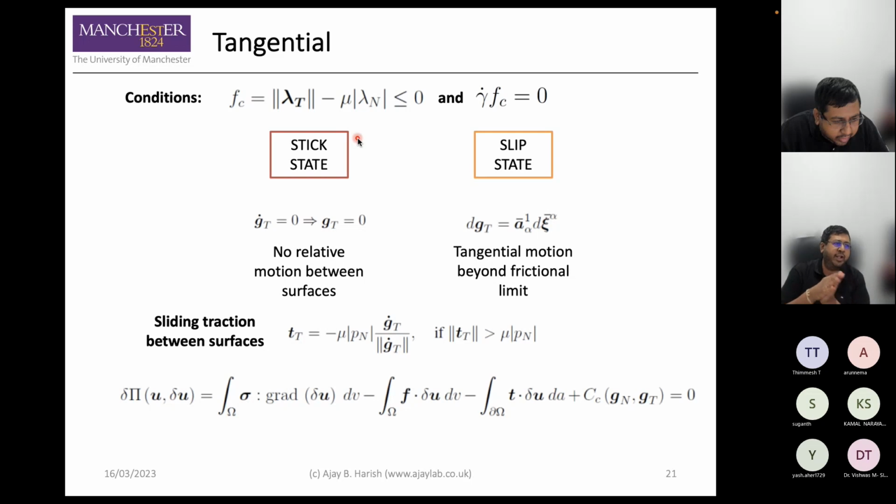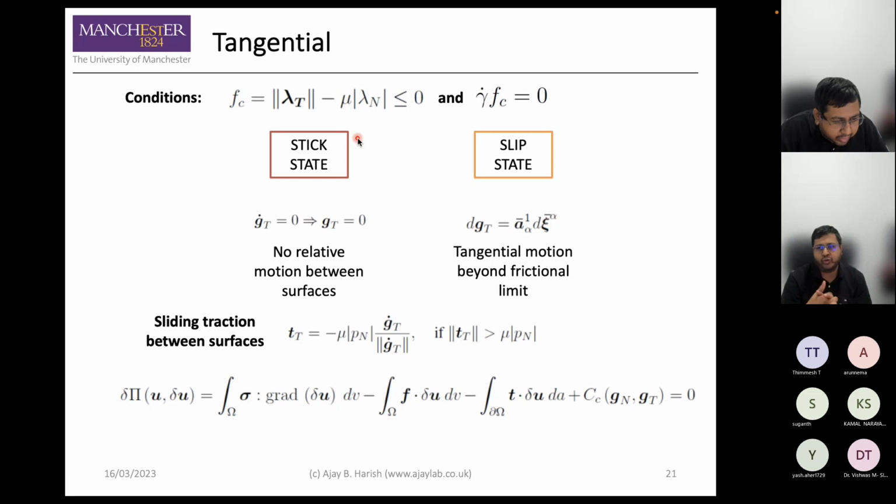The two bodies can move, but then there's no relative motion between them. For example, think of two balloons coming into contact with each other. There's a tangential motion, but both of them are moving. At that particular point, there's no relative motion, so you can say there's a stick state. But there can be a point in the neighborhood where there can be a slip state, which means there's relative motion between the two bodies. So we need to be very careful here.